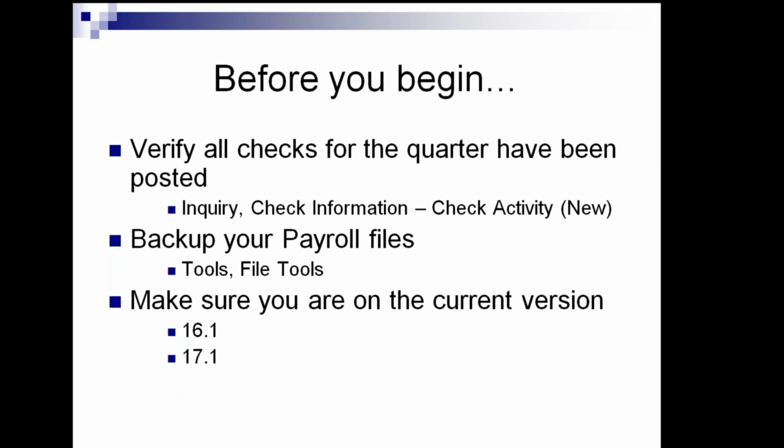Okay, so the first thing you need to make sure that you do is that all the information for the quarter has been entered. One of the things I always have people do is check the activity inquiry on the check information file to make sure that all the checks have been posted for the current quarter. The other thing I have them verify is that any manual checks or corrections that need to be done for that quarter have been taken care of. And then I would have you back up your payroll files using tools, file tools inside Sage.